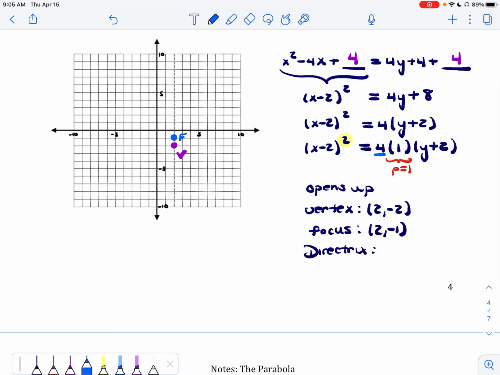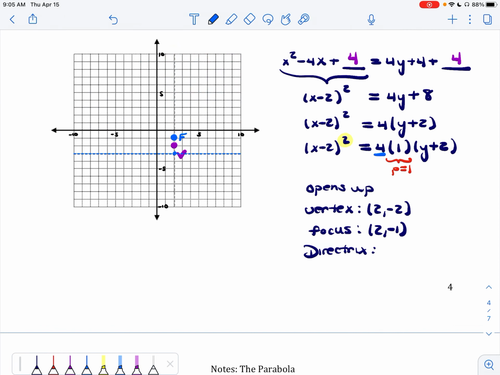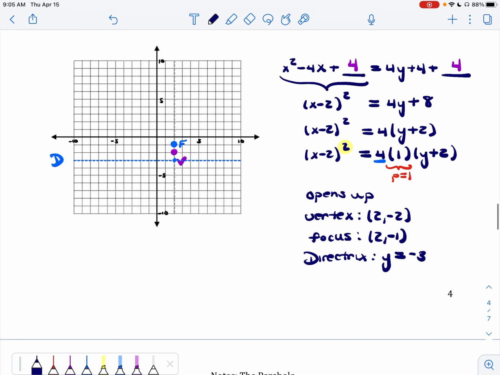So if we go 1 unit down from the vertex, remember our directrix line is perpendicular to the axis of symmetry. So it is going to be the horizontal line at y equals negative 3.